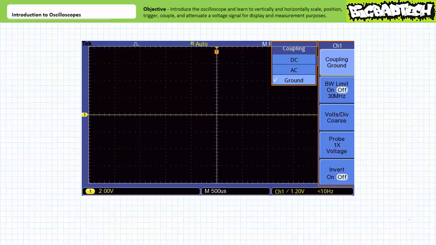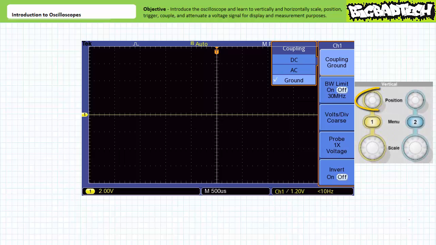While we're ground coupled, let's examine positioning. The third button at the top of each channel in the vertical group is the positioning knob that can be used to vertically reposition a waveform on the screen. This is especially helpful when comparing 2 or more waveforms on the same screen.